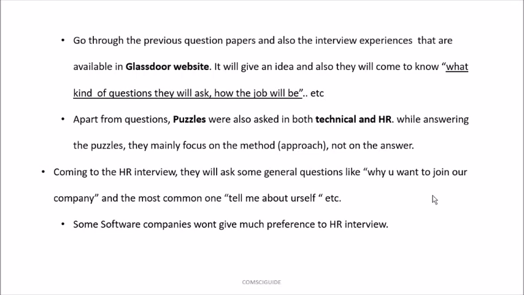Some software companies won't give much preference to the HR interview, and they will just make it a formality, but they mainly focus on the technical interviews only. But IT and consultancy companies will give much preference to the HR interview. So based on the company, decide for yourself and prepare.